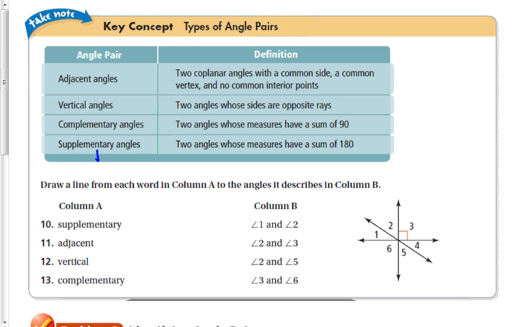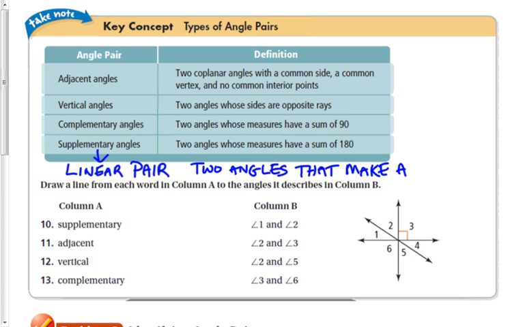Another type of supplementary angles is called a linear pair, and I'm going to give you this right now so that you can use it when we run into it. A linear pair are two angles that make a line or a straight angle. So a linear pair is supplementary because they make a 180-degree angle.